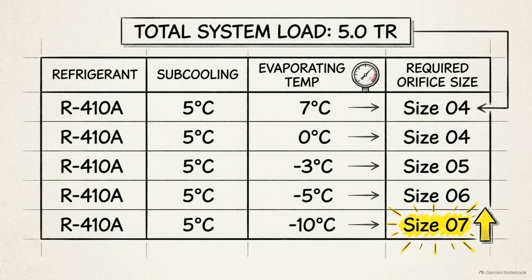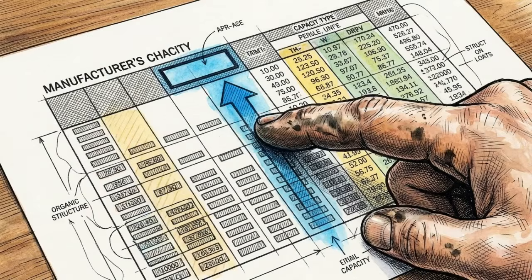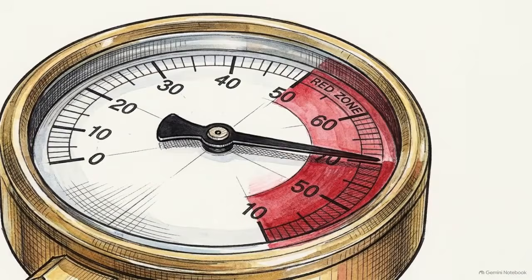If the design drops the system's evaporating temperature, the required orifice size shifts drastically just to maintain that identical 5-ton capacity. Selecting a valve based strictly on a single tonnage number without consulting the manufacturer's capacity chart under specific operating conditions will inevitably lead to erratic system performance.